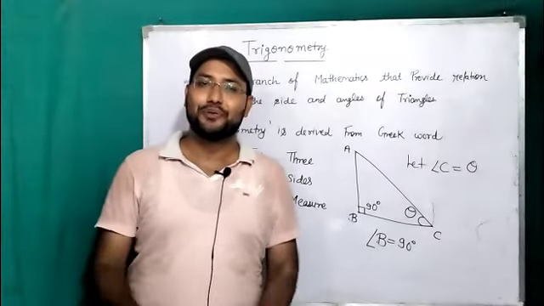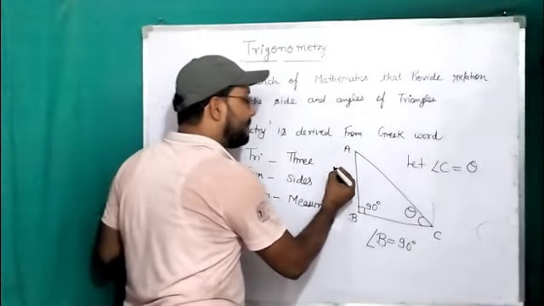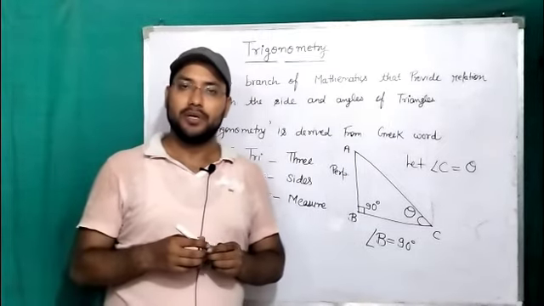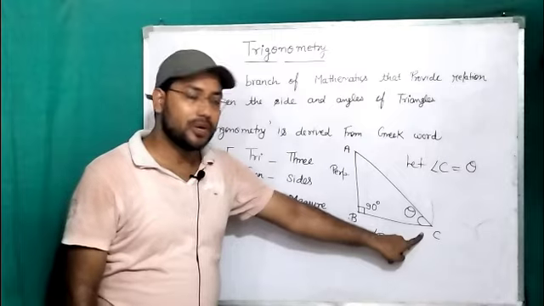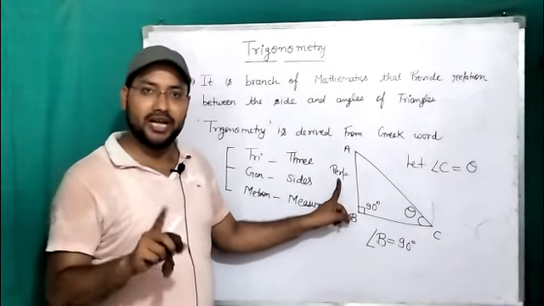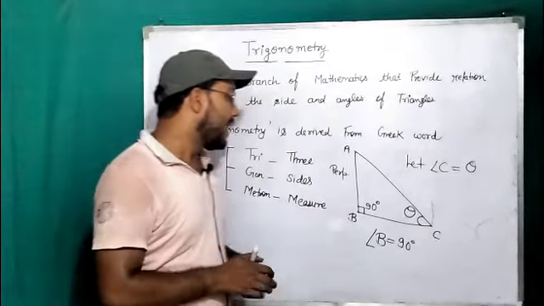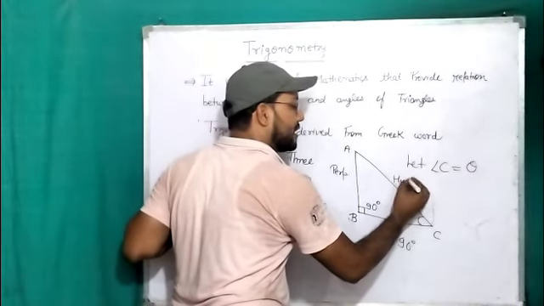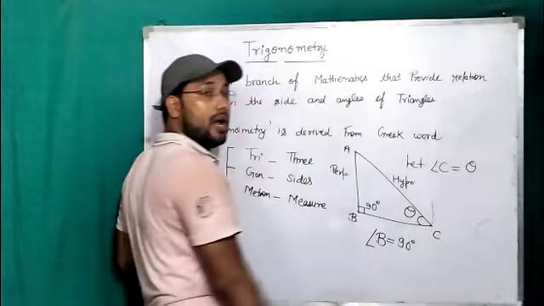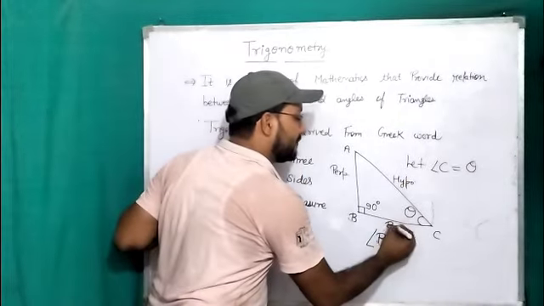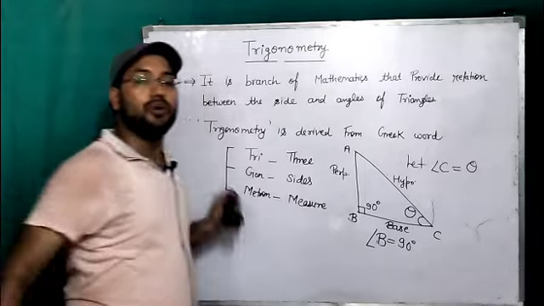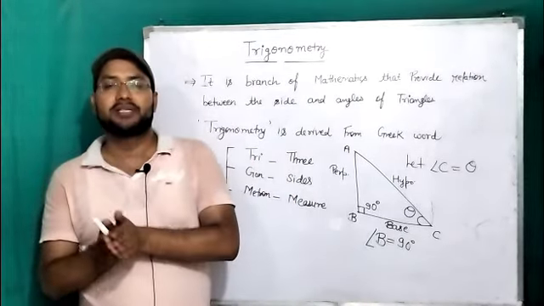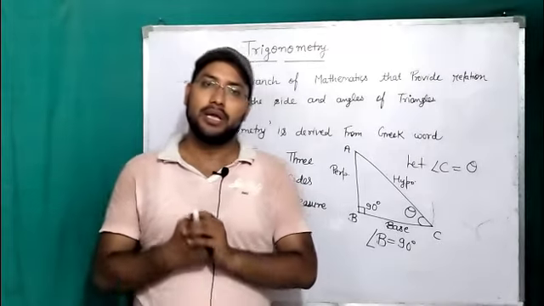The side opposite to angle theta is considered as the perpendicular of the triangle, and the side in front of 90 degrees is considered as the hypotenuse of the triangle, and the remaining side is the base of the triangle. So it is clear that the largest side in the triangle is the hypotenuse, and the other two remaining sides in a right angle triangle are the perpendicular and the base.